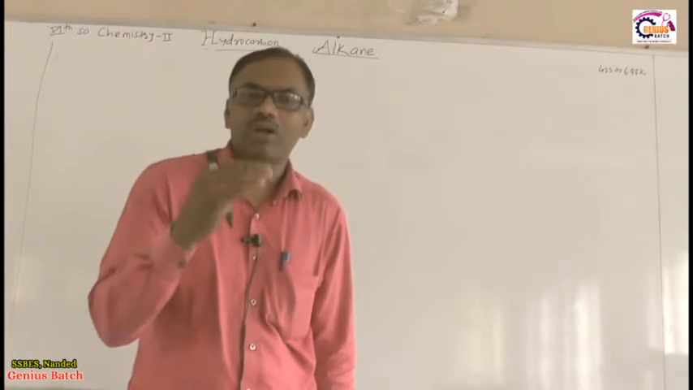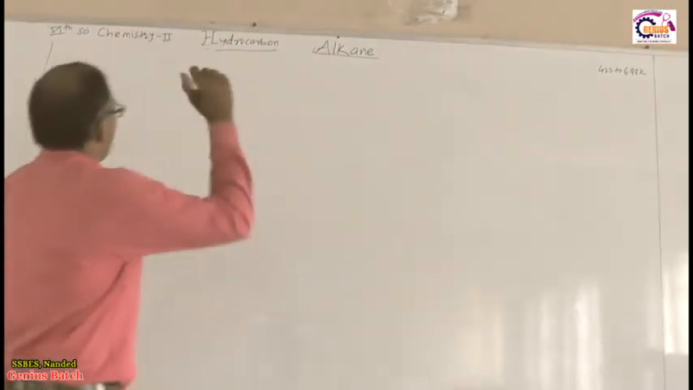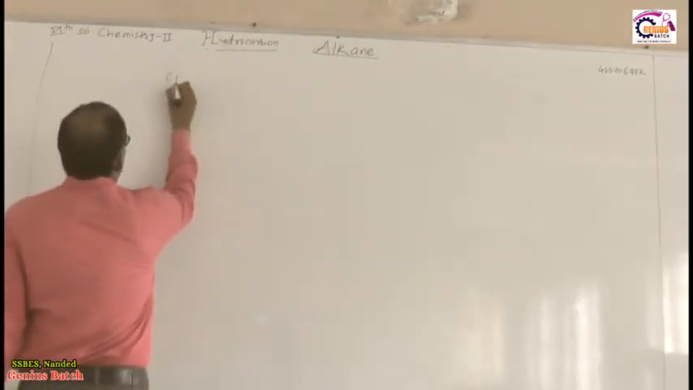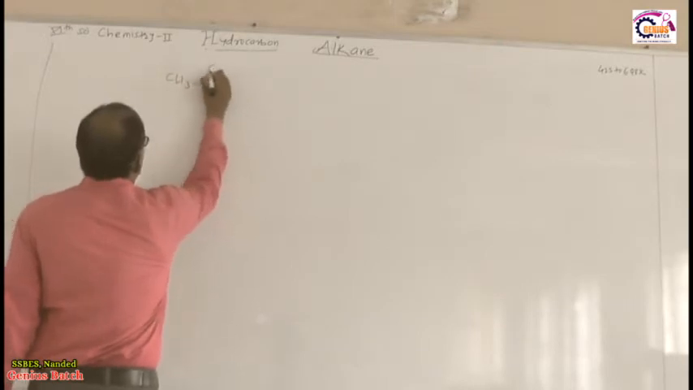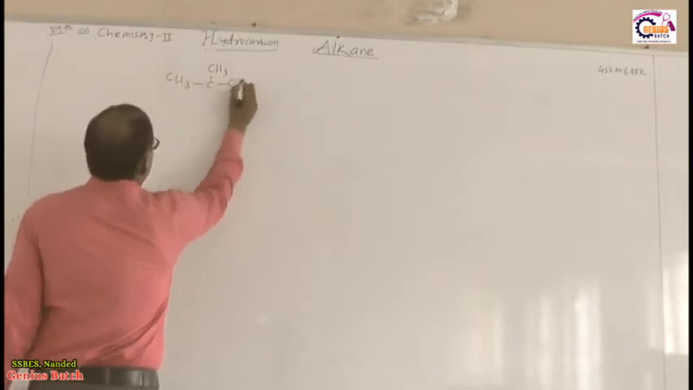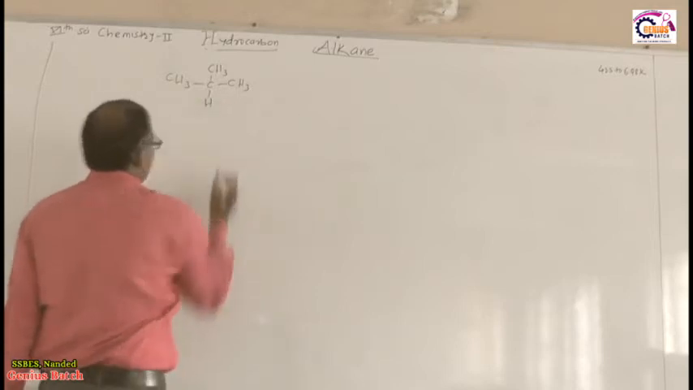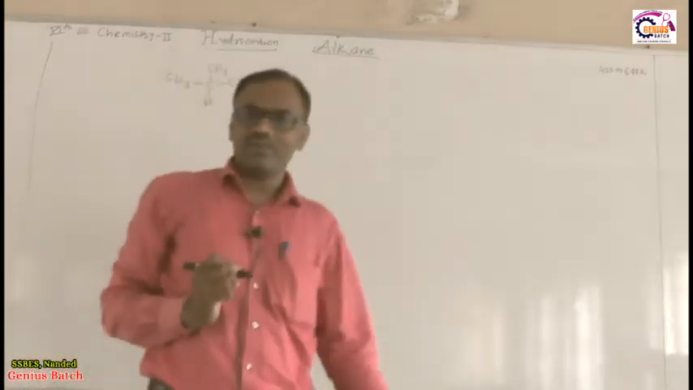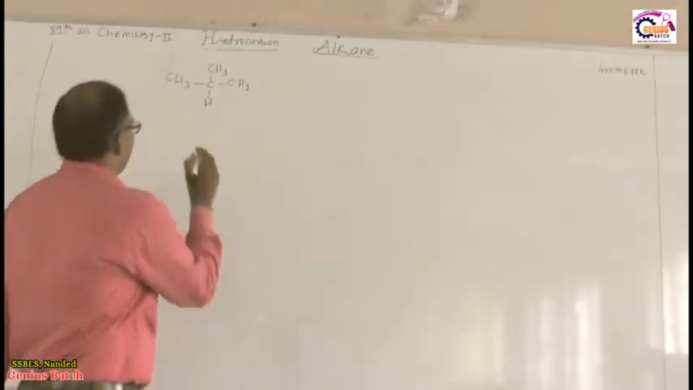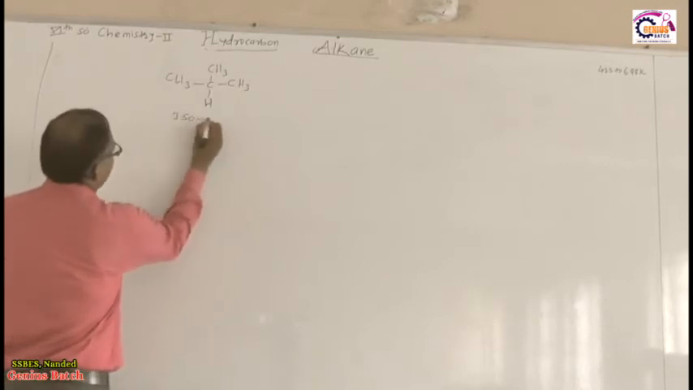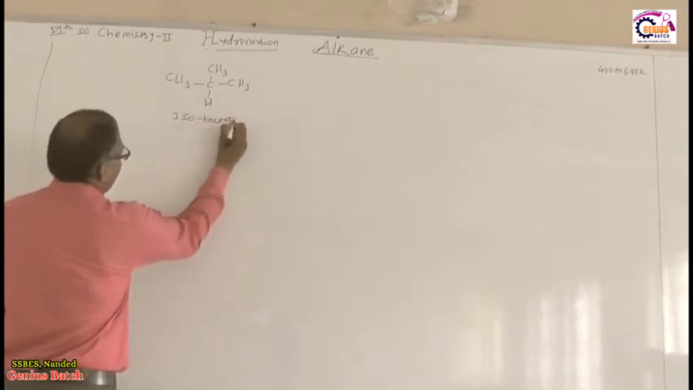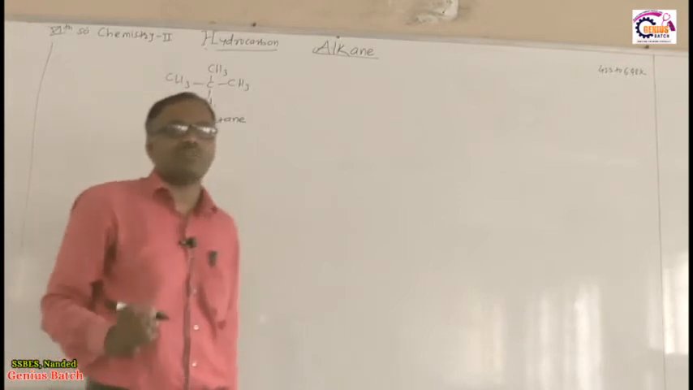So let us take one or two examples. Suppose I have this compound, (CH3)3CH. Okay, so this is the alkane. Right, okay. What is the name of this alkane? This is called isobutane. Right, okay. So this is isobutane.